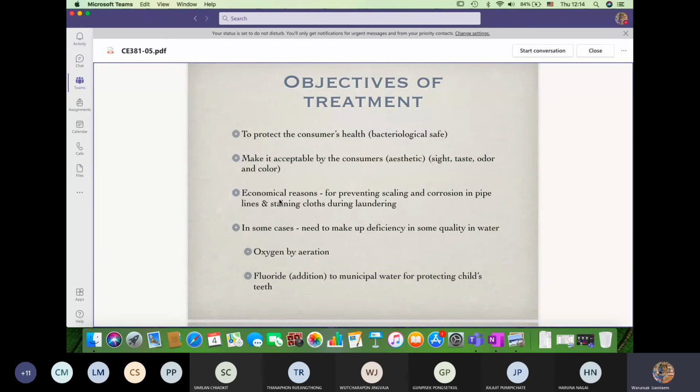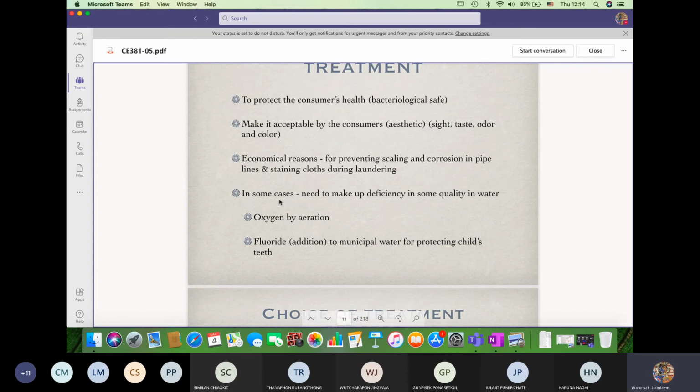Sometimes we have to treat the water for economic reasons, for example, to prevent scaling and corrosion in pipelines, or staining of clothes during laundering.